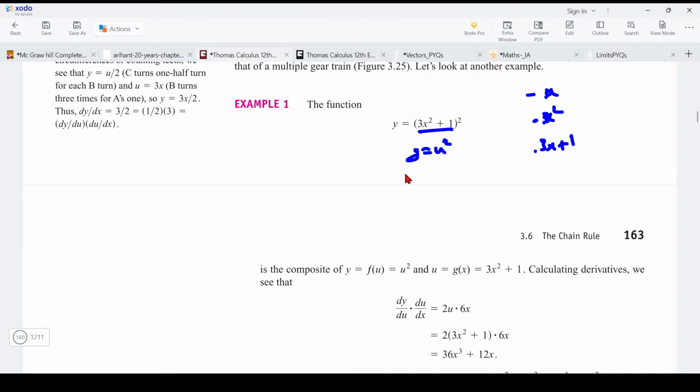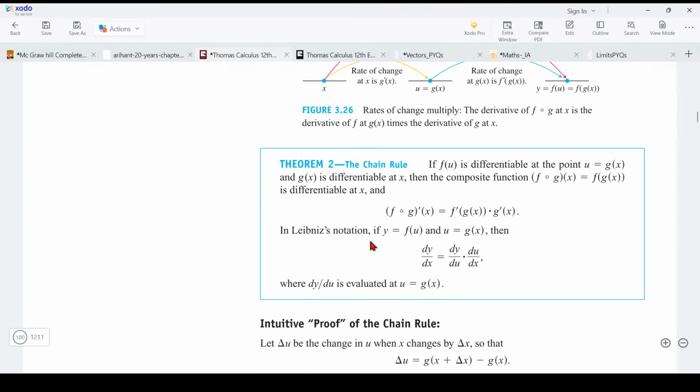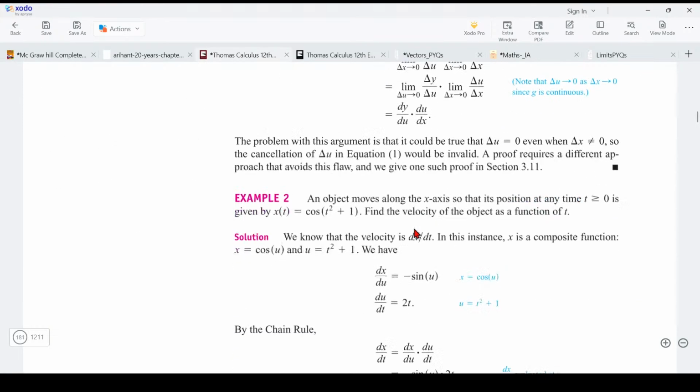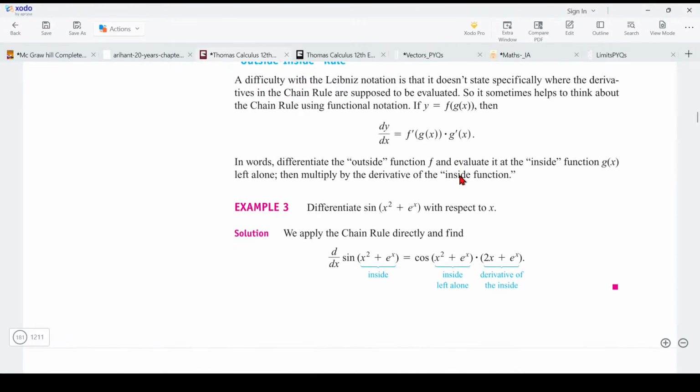Now what we do, dy by dx, you differentiate this with respect to u. Dy by dx, what will we write it as? We will write it as dy by du and du by dx, right? And what is dy by du? It is obviously 2u, and then du by dx. You remember this? The chain rule. Okay, very good. So chain rule is mostly for these composite functions. In fact, most of the functions that we see are composite functions only.